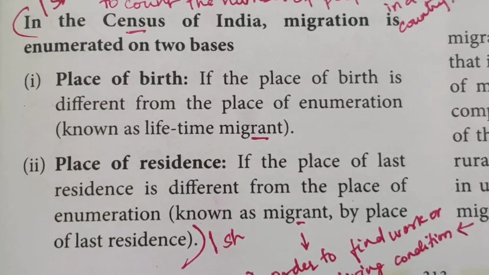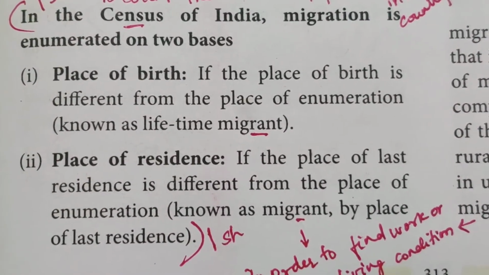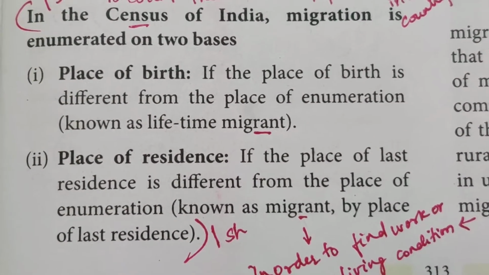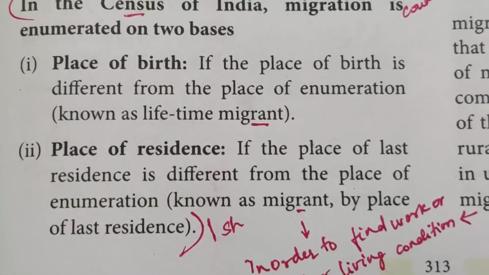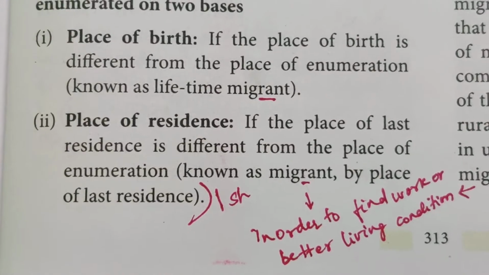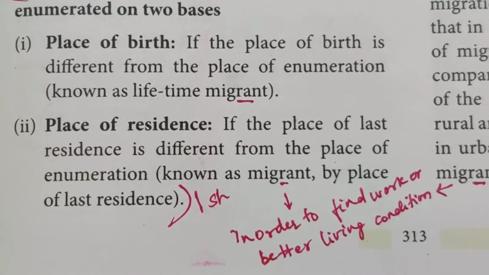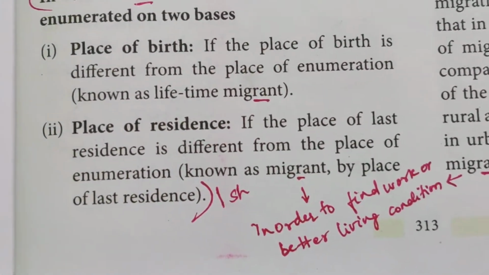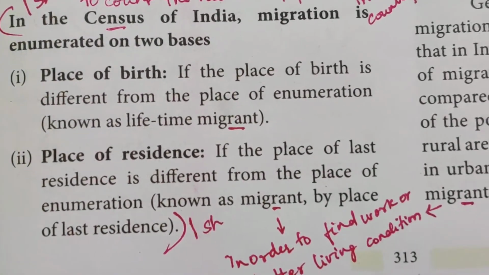What is place of birth? If the place of birth is different from the place of enumeration, that is known as a lifetime migrant. Migrant means that in order to find work or better living conditions, people move from one place to another.